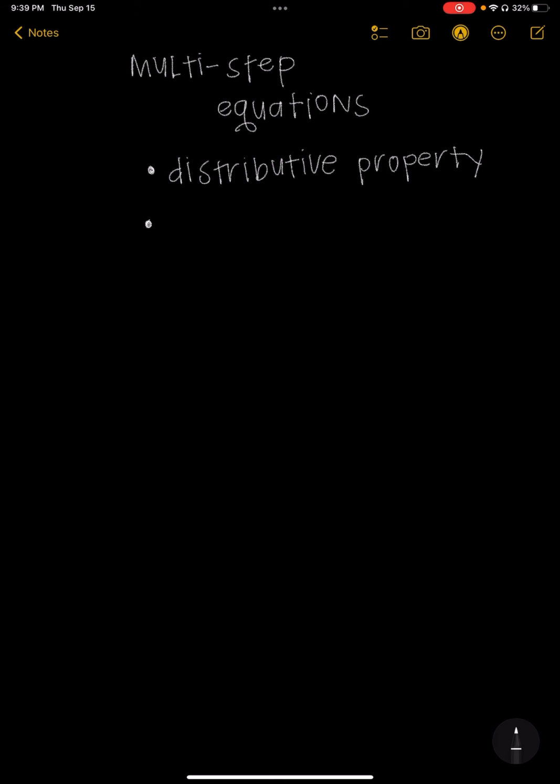Once we use distributive property and get rid of all the parentheses, the next step is to combine like terms on the same side. And like terms are anything that look alike. So all of the things with x's, or all the things with y's, or all the things without x's or y's. Once we combine like terms on both sides, then we solve like normal.